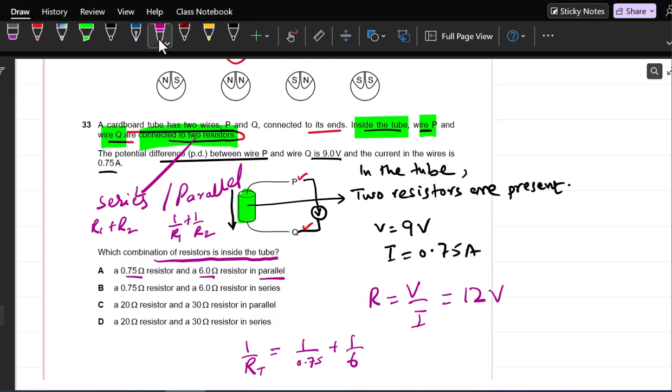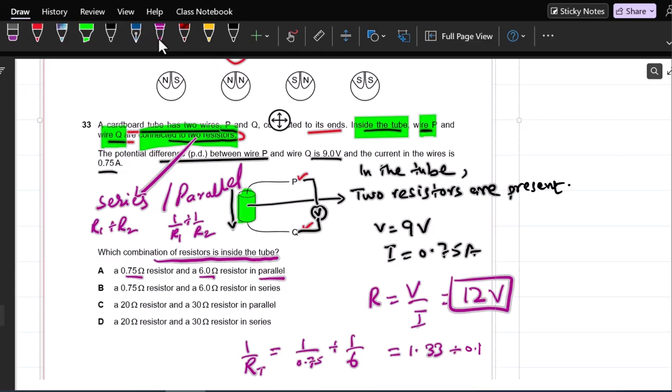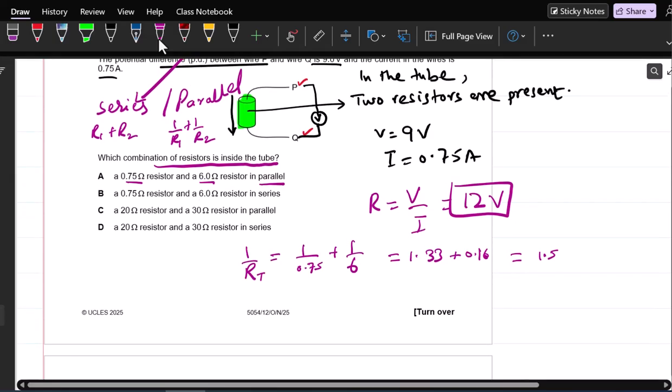Actually, if you calculate these two, your answer should be this one. So if I calculate 1 divided by 0.75, it will be 1.33, plus 1 divided by 6, the answer is 0.16. So if I add these two values, I will be getting 1.5. So actually I have to find the R total.